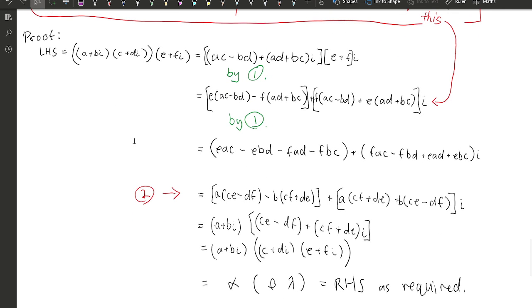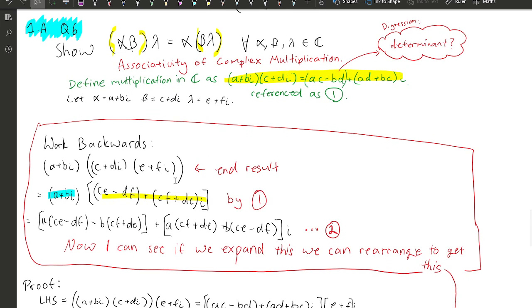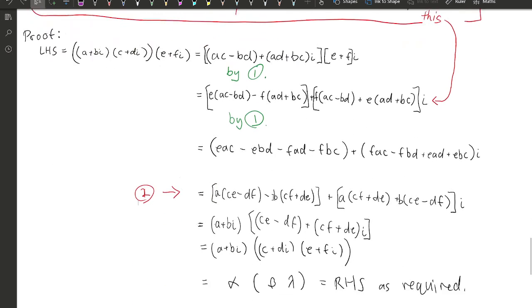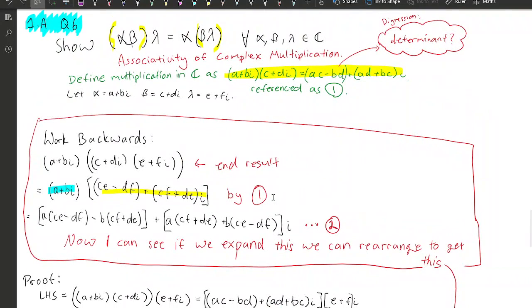So this was fairly easy conceptually, but the algebra is a mouthful. And doing these techniques, like working backwards at the start, is probably going to help you organize your thinking. And so that is question 6. I will see you in the next one.